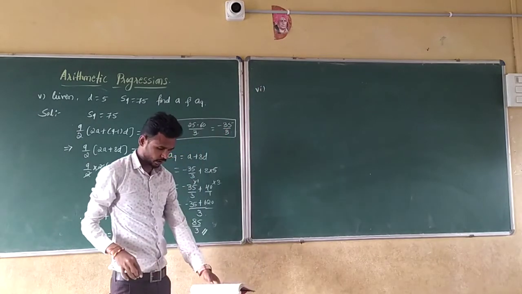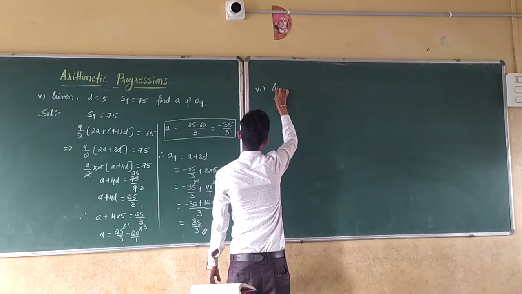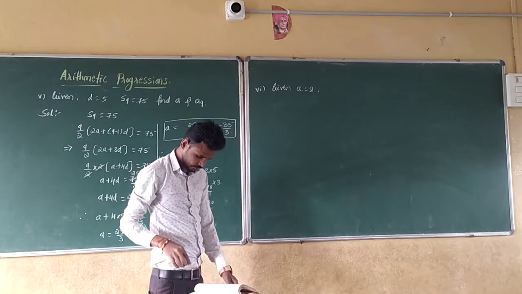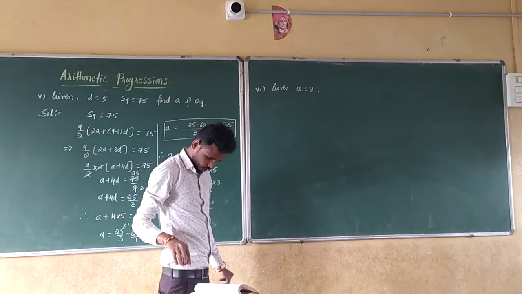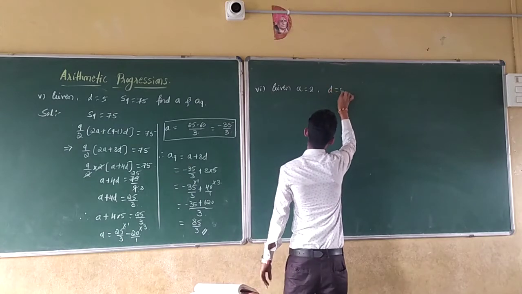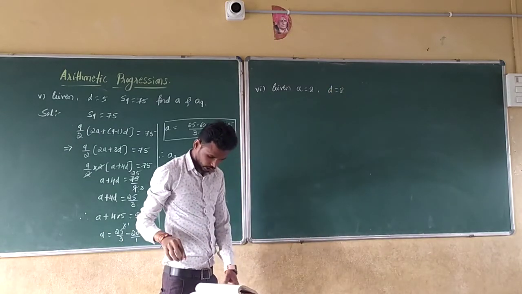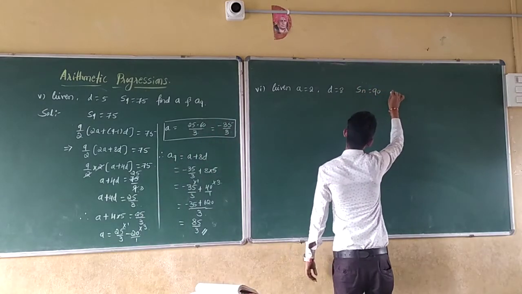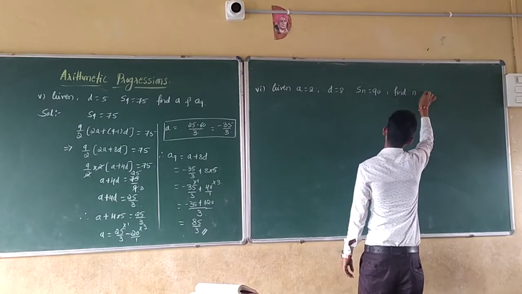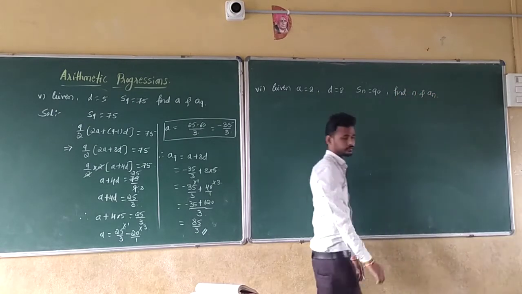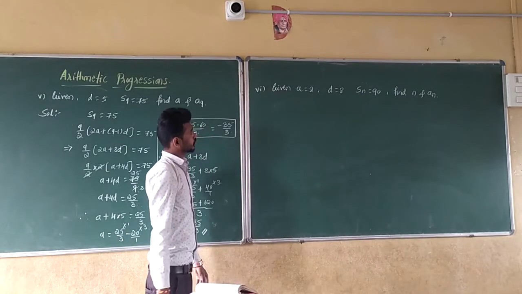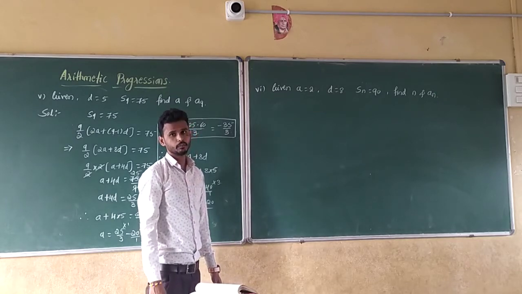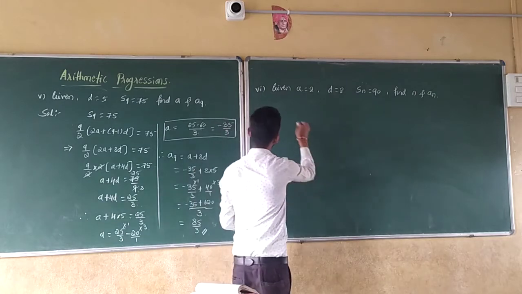Let us see the next question, the sixth one. Given a equals 2, d equals 8, Sn equals 90, find n and an. So now a is given, d is given, Sn is given. Find n now using the Sn formula.